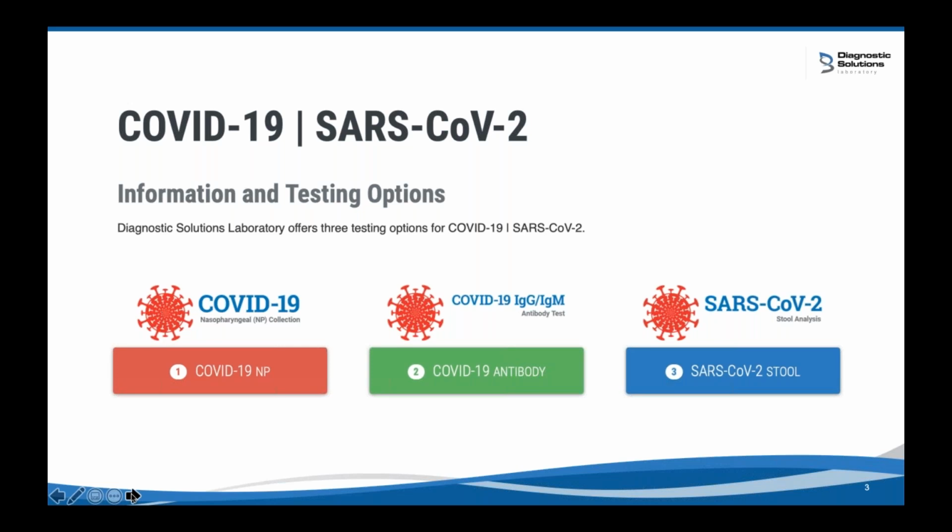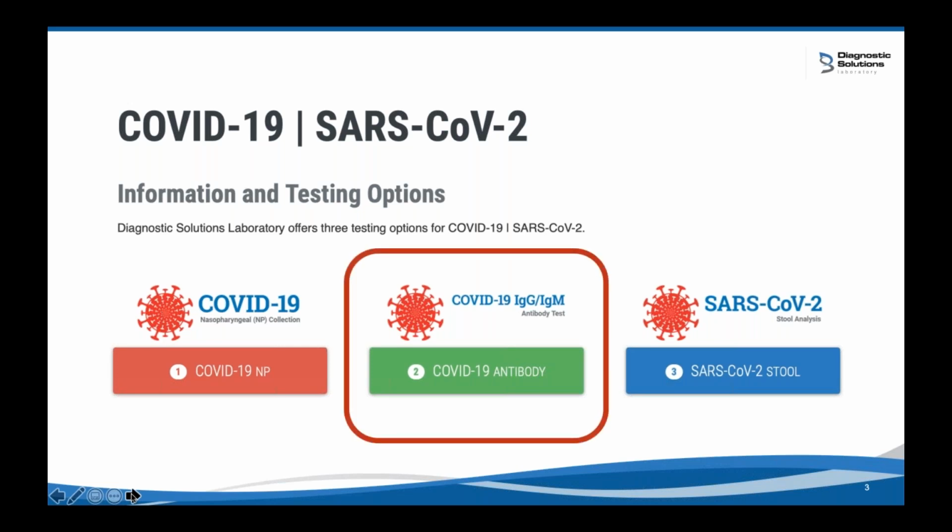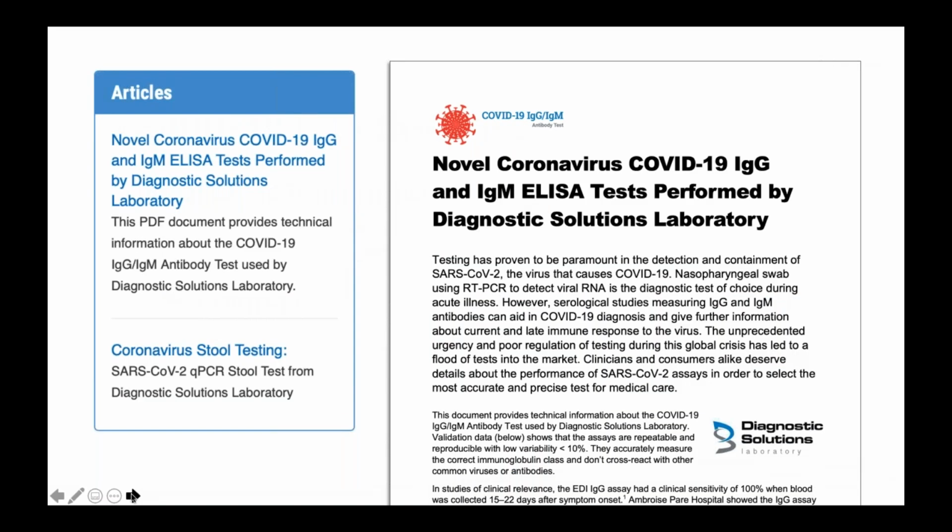Mostly today we're going to be talking about antibody testing. We do offer an antibody test that covers both IgG and IgM responses in COVID-19. I want to talk a little bit more about that so that you understand the context for interpretation.